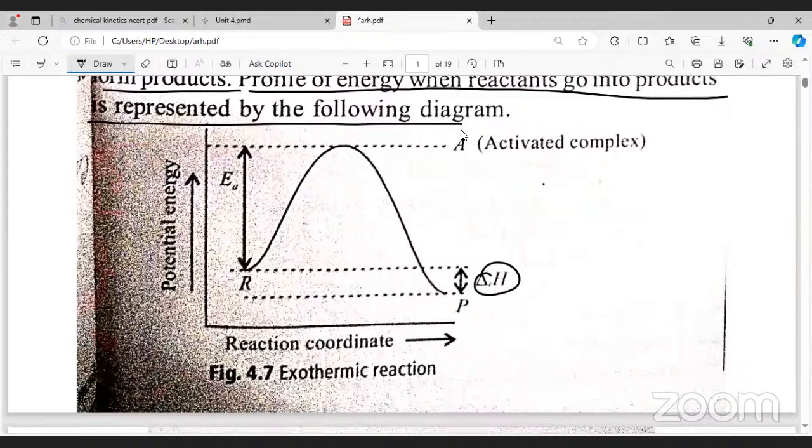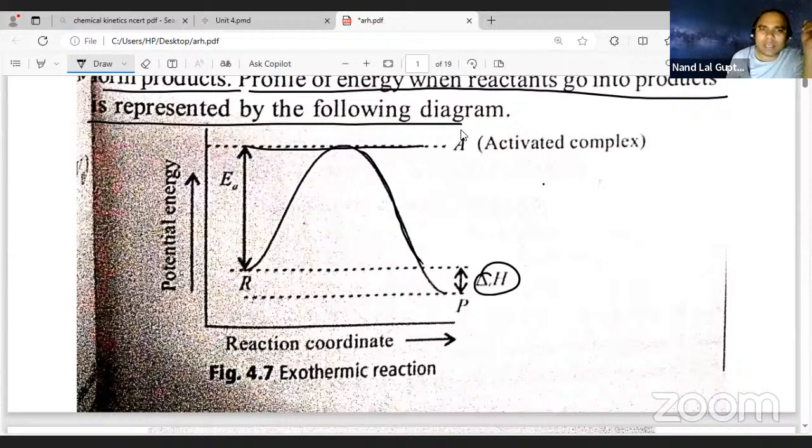This is the activated complex. When it is going down, energy has to liberate.